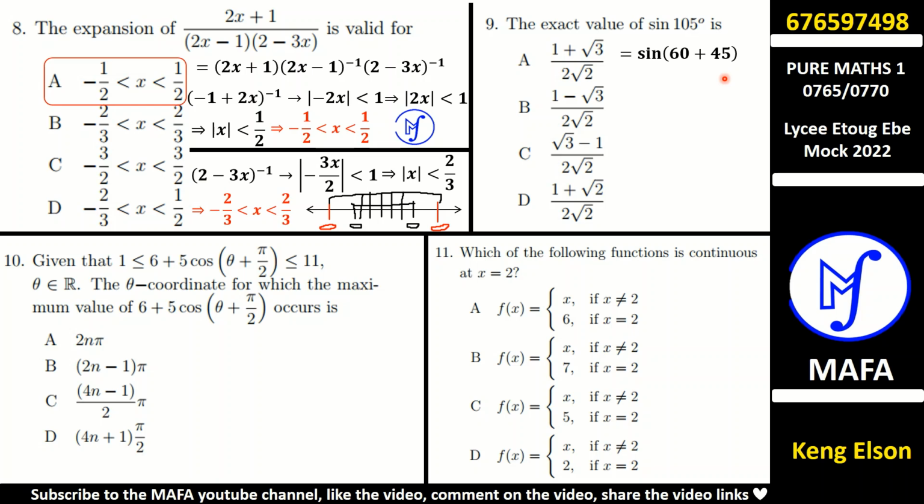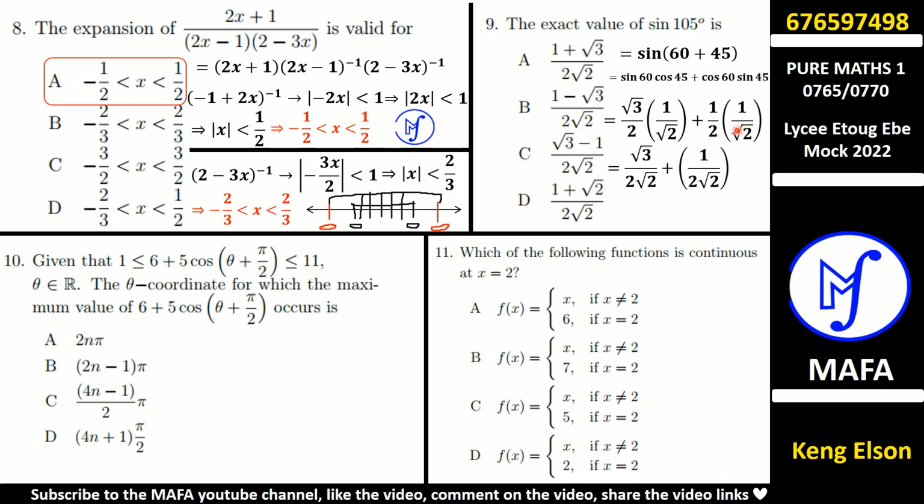From the expansion of sine (A plus B), we have the sine of 60 times the cosine of 45 plus the cosine of 60 times the sine of 45. The sine of 60 is root 3 on 2, the cosine of 45 is 1 on root 2, plus the cosine of 60 is 1 on 2 and the sine of 45 is 1 on root 2. So we have root 3 on 2 root 2 plus 1 on 2 root 2. The denominators are common, so we just add up the numerators. So it means that sine 105 degrees is exactly equal to (1 plus root 3) divided by 2 root 2. So option A is correct.